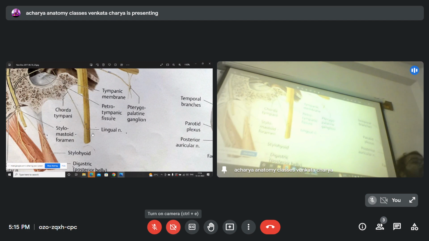The posterior 1/3 part of the tongue is supplied by the sensory... Same. The posterior 1/3 part of the tongue is supplied by the lingual branch of the glossopharyngeal nerve.